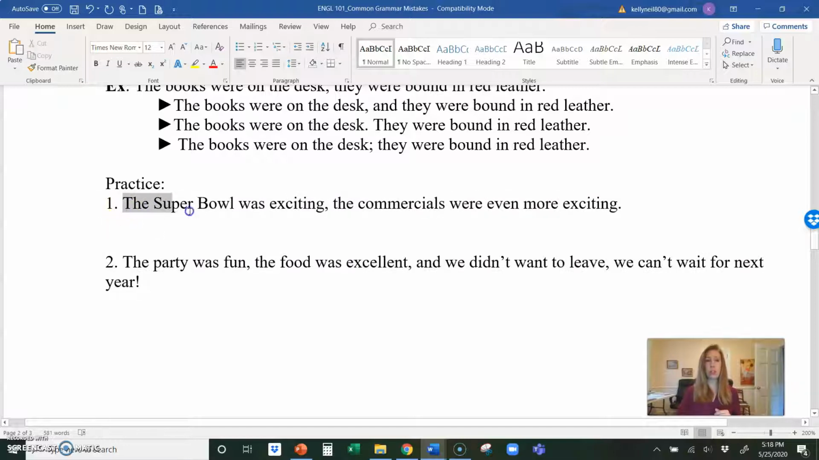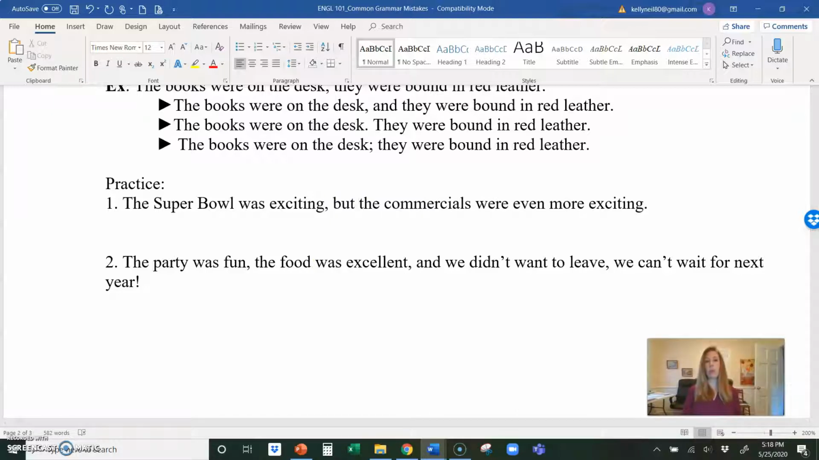For number one, the Super Bowl was exciting. That's one complete thought. The commercials were even more exciting. That's another complete thought. So that tells me this comma right here is a comma splice. I have to have more than that. I'm going to keep that comma and I'm going to add one of my fanboys, a coordinating conjunction. I'm going to add the word but. I like that revision for this sentence. I think that works well.